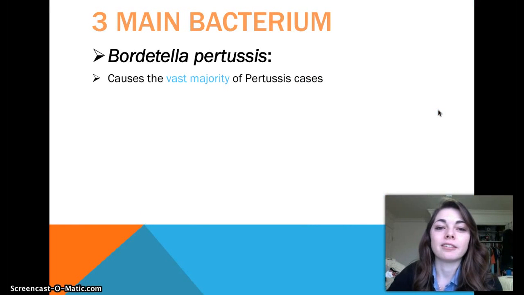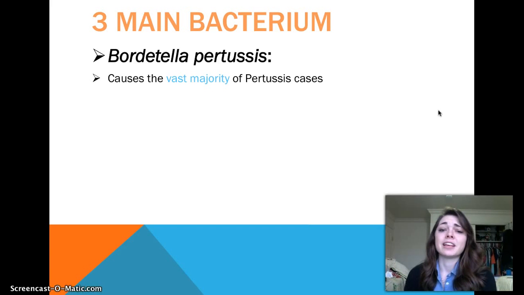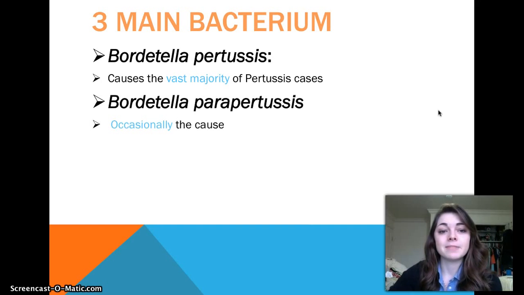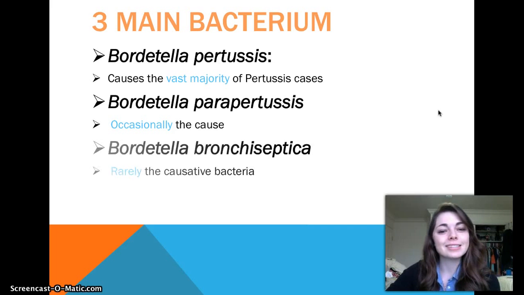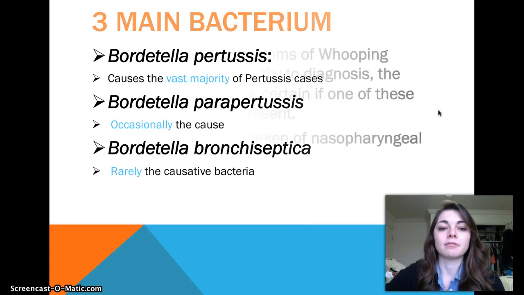So first off, there are three main bacterium that cause pertussis or whooping cough. The first one is Bordetella pertussis. This causes the vast majority of pertussis cases, the vast majority of diagnoses. There are two other bacterium, Bordetella parapertussis occasionally causes this, and Bordetella bronchoseptica is rarely the causative bacteria. So those three have to be shown present to confirm a diagnosis of whooping cough.